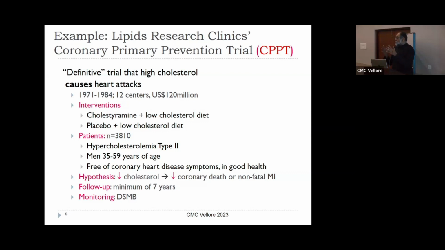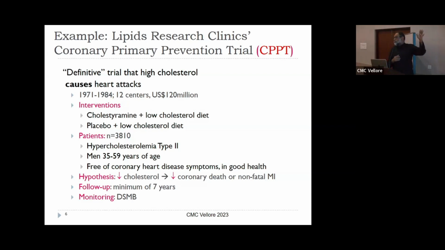And so in that time, in the 1960s and 70s, it was the major number one cause of death in the United States. So the government decided, we'll invest money in it. They invested $120 million back in those days. That money today probably would be $1 billion because of inflation. There was a lot of money in those days. They had 12 centers. They had terrible interventions because that's what was available at the time.